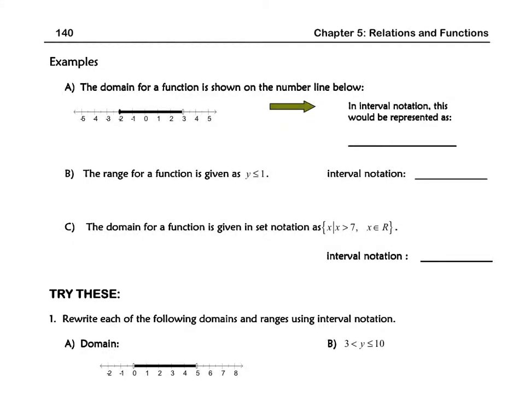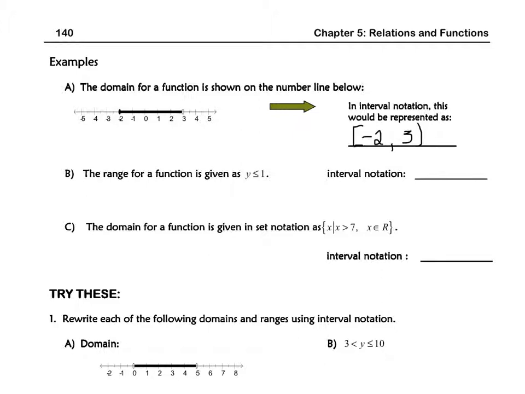So let's try a few examples now just to make sure you understand. The first example shows a number line, and the domain for the function is shown on the number line below. The lowest x value that gets used is -2, and the highest x value that is used is 3, but 3 is not actually included because of the open circle at the end. So our left endpoint in this case would be -2, and our right endpoint would be 3. We would have a square bracket around -2 and a round bracket around 3 because 3 is not included.